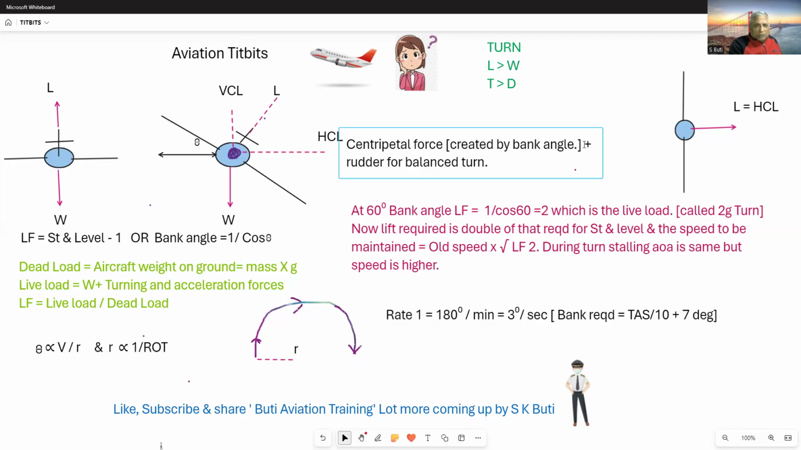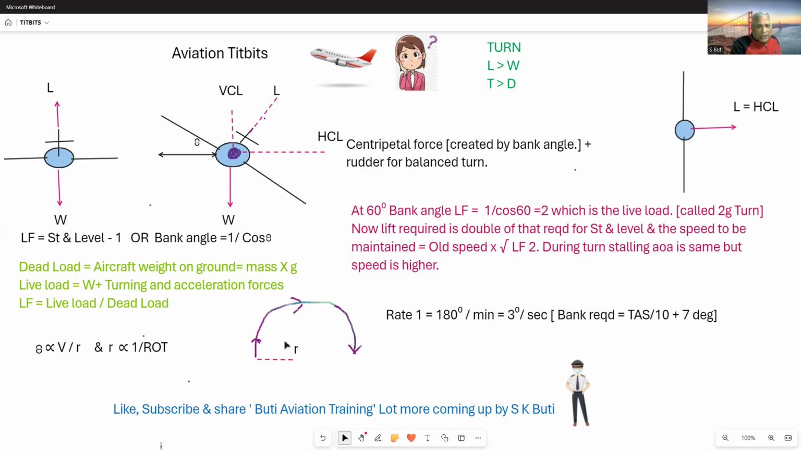Along with the turn, the pilot must give the corresponding rudder for a balanced turn. If the rudder is excessive, the aircraft skids. The yaw is on the other side. And if the bank angle is more, the aircraft slips. Slipping means the aircraft is drifting inside the turn. So these two must be balanced. And for a balanced turn, you have an instrument called turn and slip indicator or turn and balance indicator.